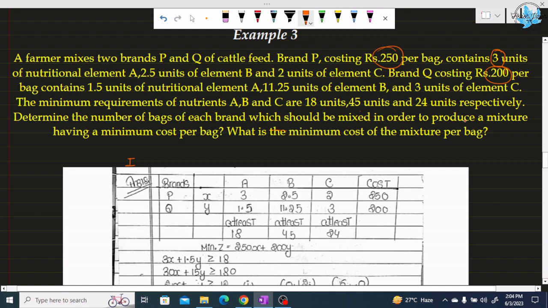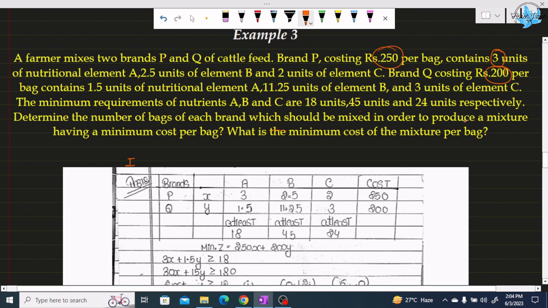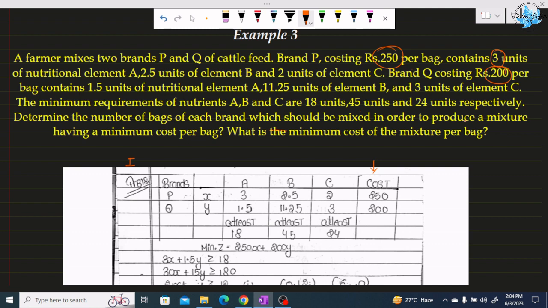Now there is a requirement of at least 18 of nutrient A, at least 45 of nutrient B, and at least 24 of nutrient C. To draw the LPP, first we will make the objective function and constraints. The objective function will be of the cost, that is 250x plus 200y. Now to draw the constraints, we will make the equations from A, B, C.